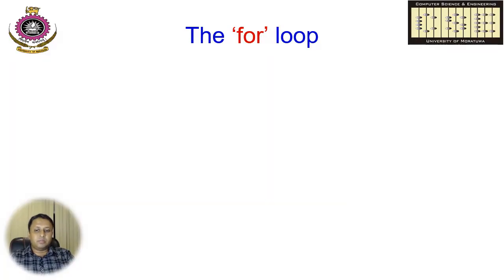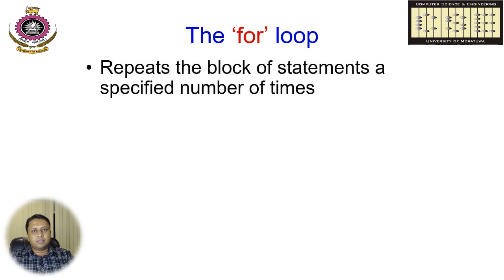So we are going into deeper details on the for loop first. What the for loop does is repeat a block of statements a specified number of times, or in other words, a definite number of times. At the time of writing the program, we actually know how many times that block of code needs to be repeated. That's the speciality of the for loop.